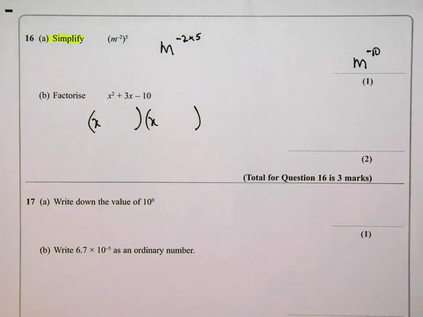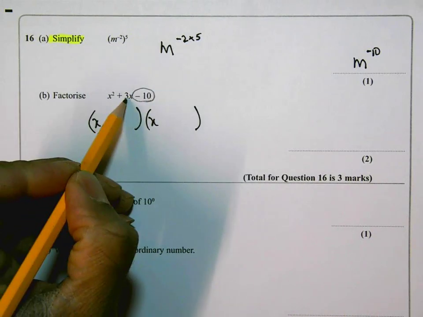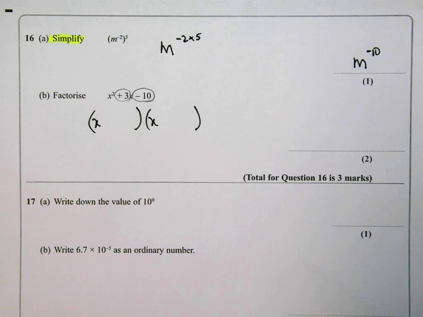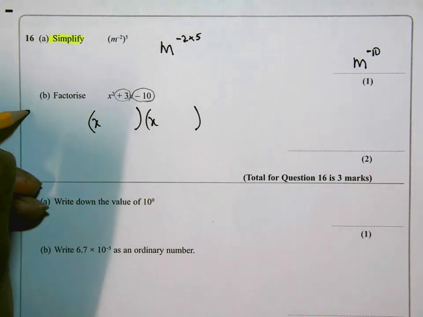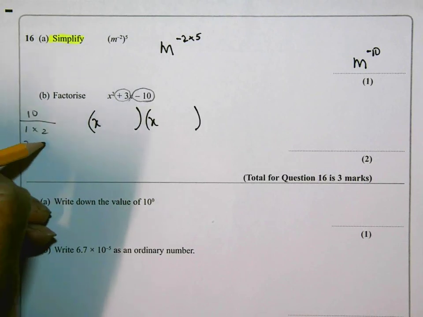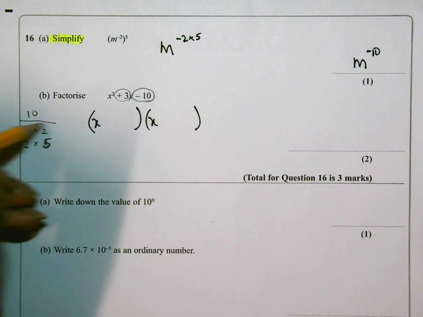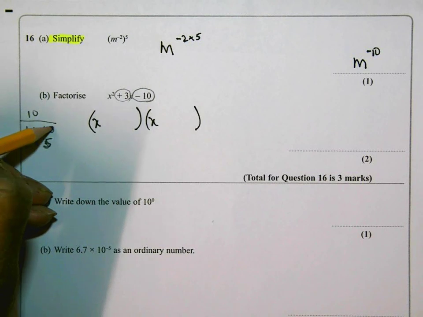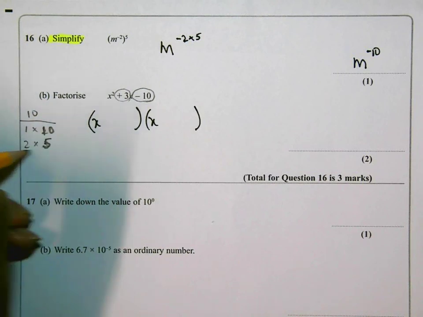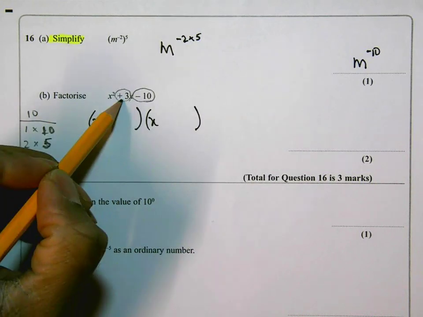In order to work out what numbers go in, I need to figure out what two numbers times together to give me 10, but then I could combine these numbers to give me positive 3. So if I think about that, what numbers times together to give me 10? 1 and 10, 2 and 5. Okay, how can I combine any of these to get me positive 3?